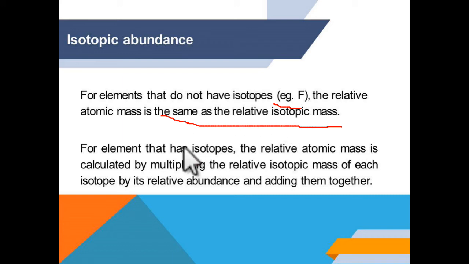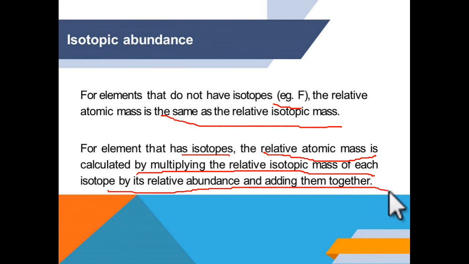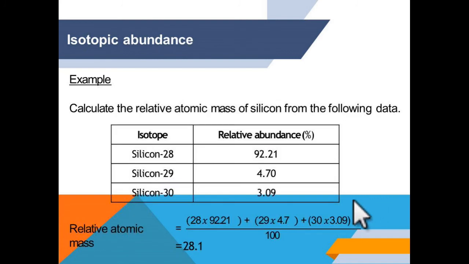For elements that have isotopes, such as hydrogen, chlorine, and carbon, the relative atomic mass is calculated by multiplying the relative atomic mass of each isotope by its abundance. So in simple words, we are actually calculating the mean, the average of the atomic mass for the element. So let's move to this. I will show you how to calculate the atomic mass.